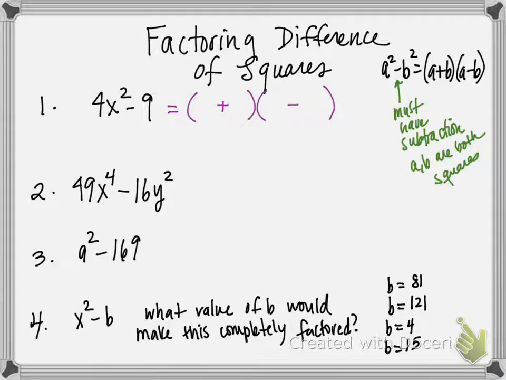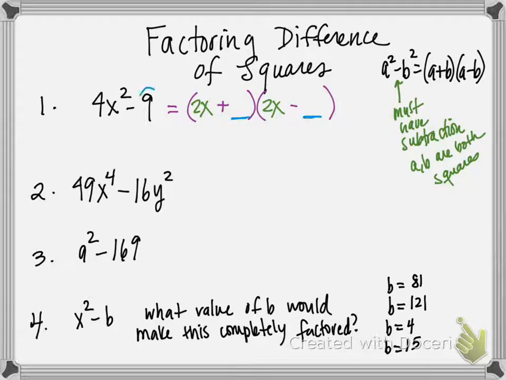So what goes in the very front spots here? Well, you look at the very first term, which is 4x squared, and you take the square root of that. Or in other words, what can you multiply by itself to get 4x squared? And that would be 2x times 2x. I erased my minus sign. There we go.